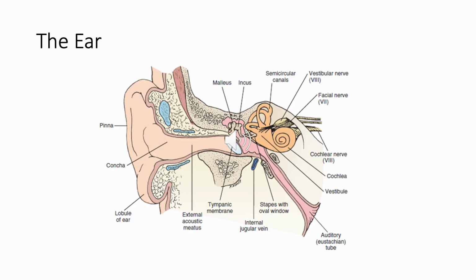This is a diagram of the ear that you can review. I just want to point out that this is cranial nerve 8, the vestibulocochlear nerve, and this helps us with balance and proprioception. And then the facial nerve, which is cranial nerve 7, is also housed in this area.